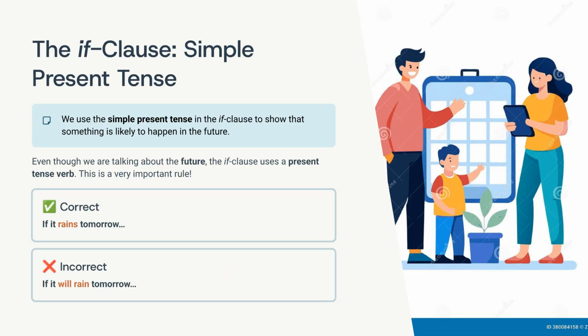Now let's talk about the if clause using the simple present tense. We use the simple present tense in the if clause to show that something is likely to happen in the future. Even though we are talking about the future, the if clause uses a present tense verb. This is a very important rule. For example, it is correct to say, if it rains tomorrow. It is incorrect to say, if it will rain tomorrow.